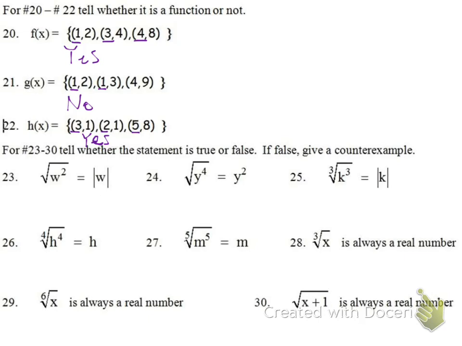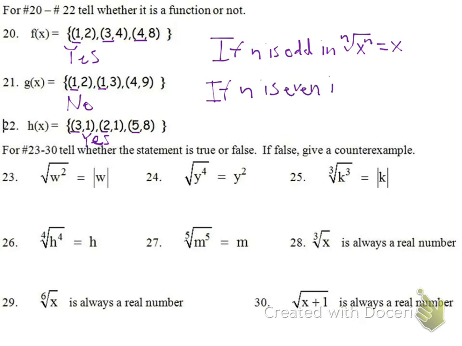Now before we look at 23 through 30, we're going to look at a rule we have, which says if n is odd, then the nth root of x to the n equals x. It equals that value that it is. But if n is even, then the nth root of x to the n gives us the absolute value of x. And that rule is really going to help us go through and solve these.